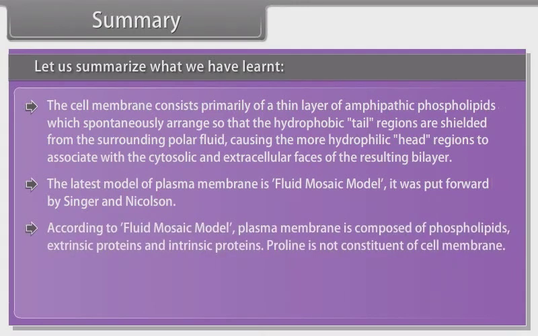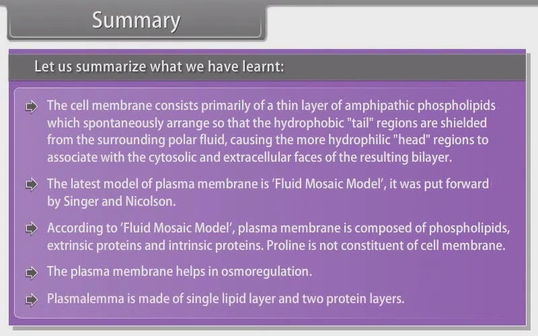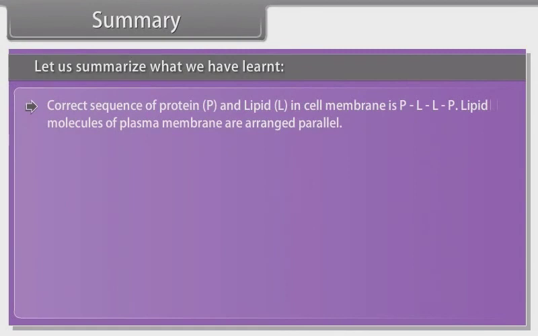According to the fluid mosaic model, plasma membrane is composed of phospholipids, extrinsic proteins and intrinsic proteins. Proline is not a constituent of cell membrane. The plasma membrane helps in osmoregulation. Plasmalemma is made of a single lipid layer and 2 protein layers. The correct sequence of protein P and lipid L in cell membrane is PLLP. Lipid molecules of plasma membrane are arranged parallel.